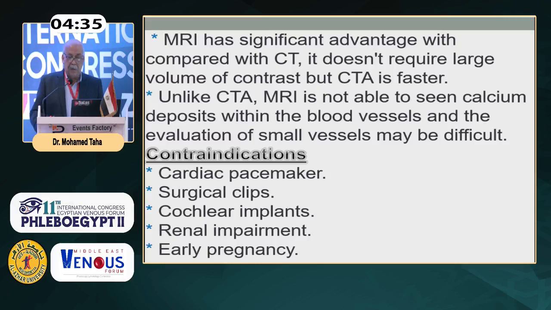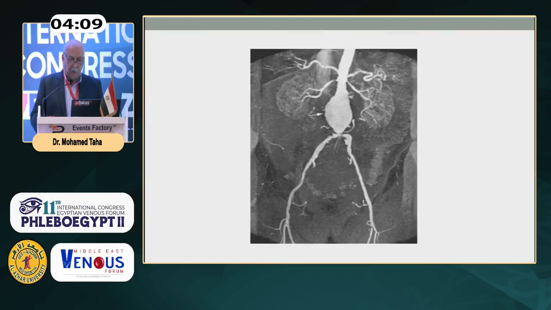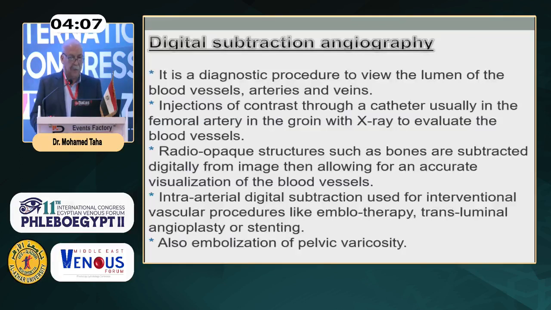The MRI has a significant advantage compared to CT. It doesn't require a large volume of contrast, but CT is faster. Unlike CTA, MRI is not able to see calcium deposits within the blood vessels, and the evaluation of small vessels may be difficult. Contraindications of MRI in general: cardiac pacemaker, surgical clips, cochlear implants, renal implants, and early pregnancy. This is a picture of an aortic aneurysm by MRI.